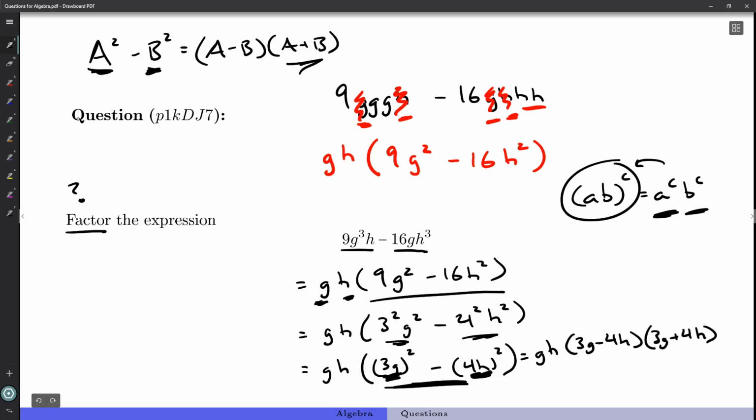So we did manage to see the two layers when it comes to factoring: taking out things that are quite obvious and common, the g and the h, but then recognizing an expression or applying a technique that we know, in this case, difference of squares.